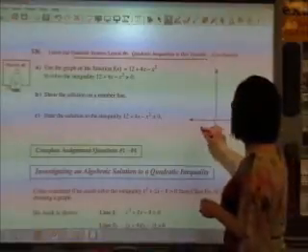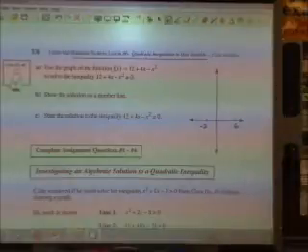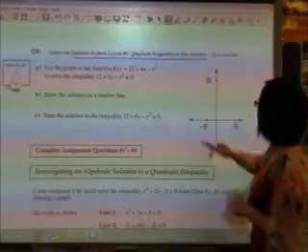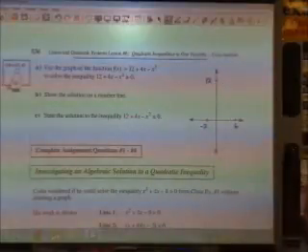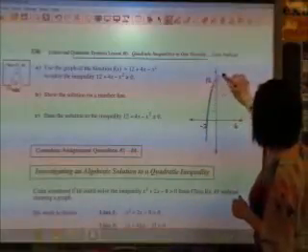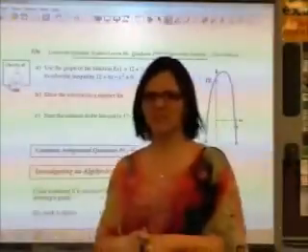Okay, so -2, +6. Where does it cross the y-axis? 12. At 12. And does it open up or down? Down. So my quadratic looks something like that.